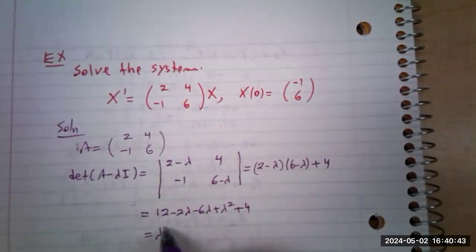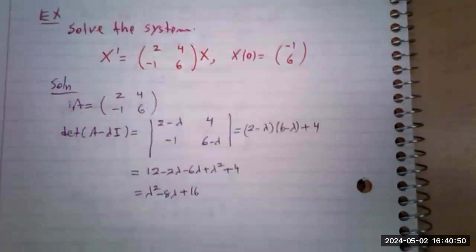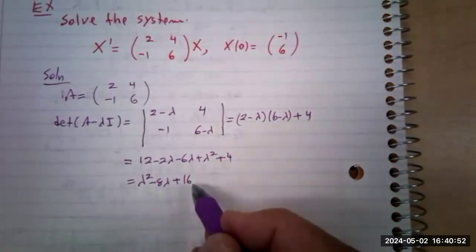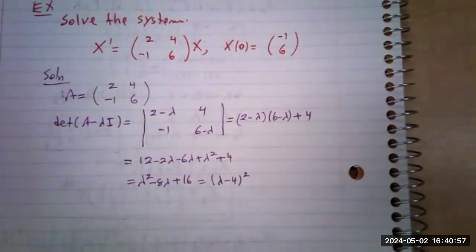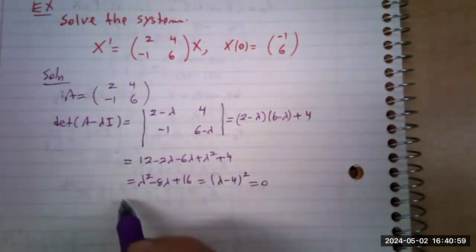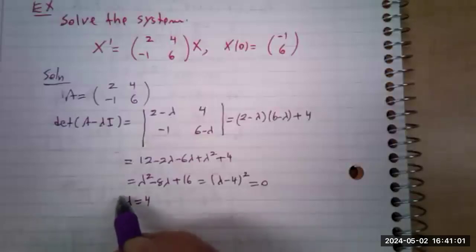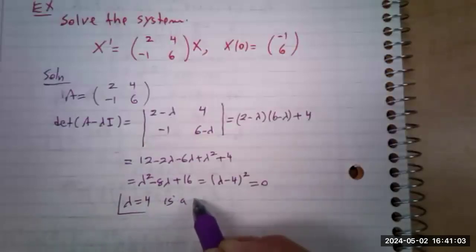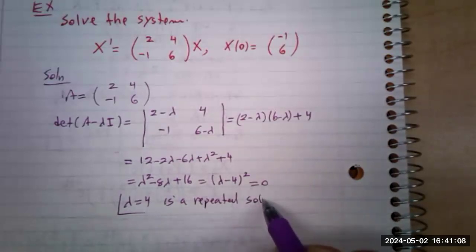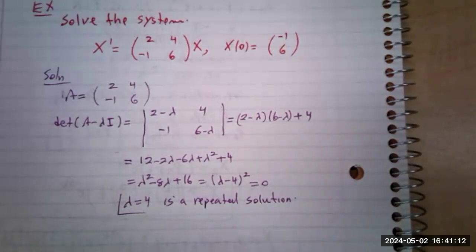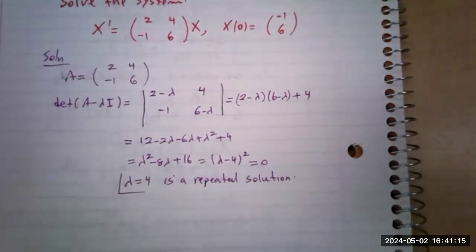So write it down in quadratic form. That gives you lambda squared minus 8 lambda plus 16. Again, it's a perfect square. So it's lambda minus 4 whole squared equal to 0. So lambda equal to 4 is a repeated solution. Okay, that's going to be the first part. Any question? Go and find the k, the first solution.